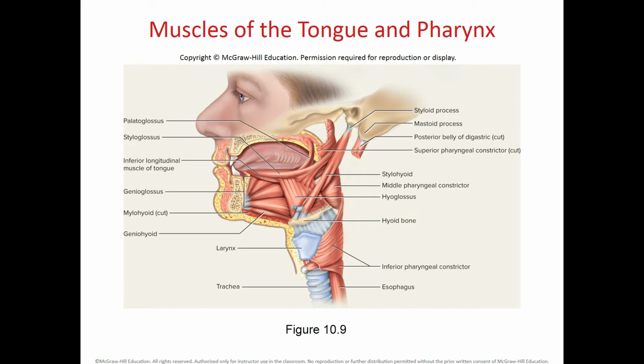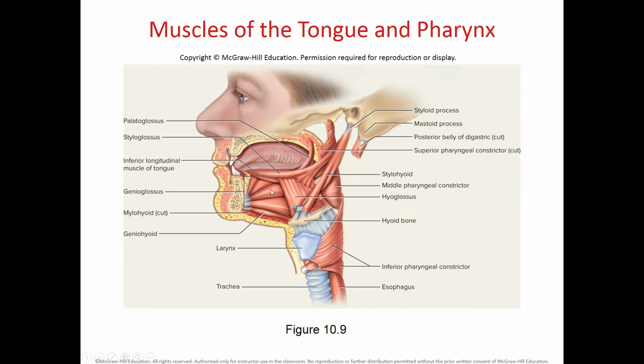Muscles of the tongue and the pharynx. They have an important role not only in speaking and speech production, but also in bringing the food into the pharynx. So we have these muscles that are called the extrinsic muscles of the tongue. These muscles end in glossus. Whenever you hear the ending glossus, that means that they are connected to the tongue.